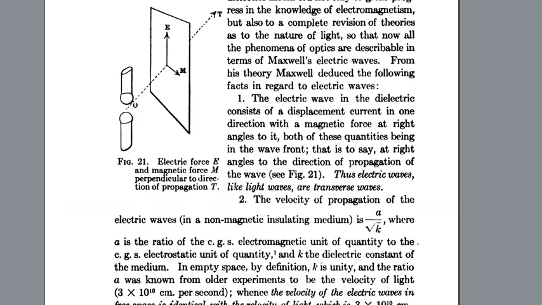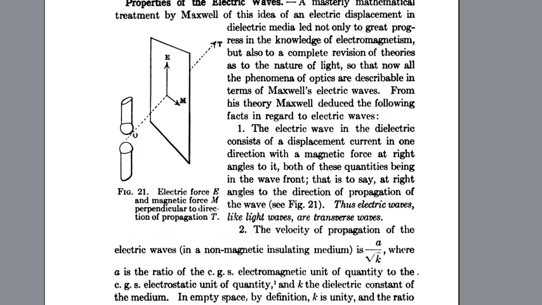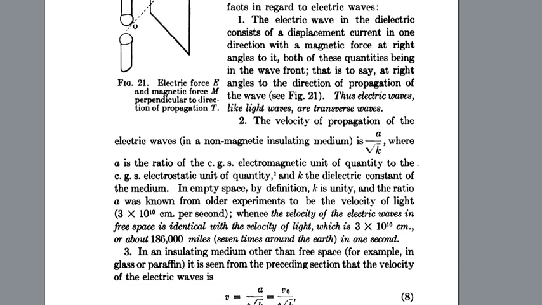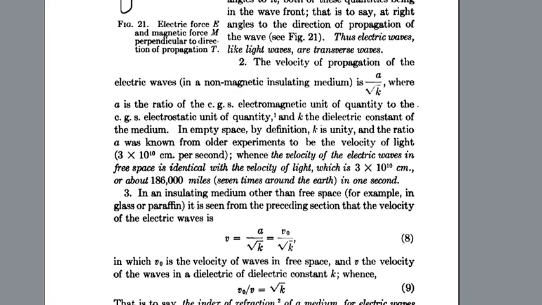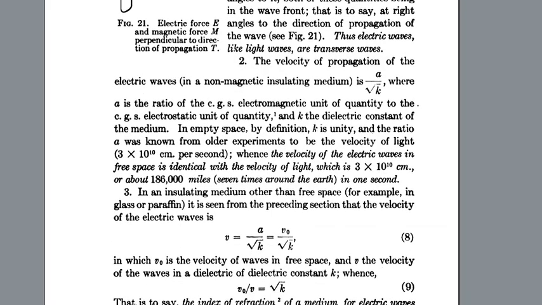2. The velocity of propagation of the electric waves in a non-magnetic insulating medium is a divided by the square root of k, where a is the ratio of the CGS electromagnetic unit of quantity to the CGS electrostatic unit of quantity, and k the dielectric constant of the medium. In empty space, by definition, k is unity, and the ratio a was known from older experiments to be the velocity of light, 3 times 10 to the power of 10 centimeters per second. Whence the velocity of the electric waves in free space is identical with the velocity of light, which is 3 times 10 to the power of 10 centimeters per second, or about 186,000 miles, 7 times around the Earth in 1 second.